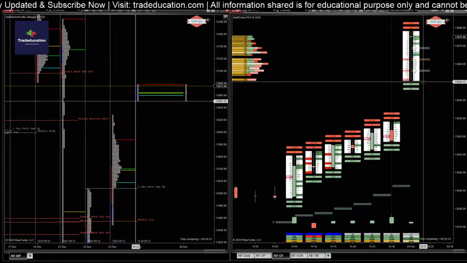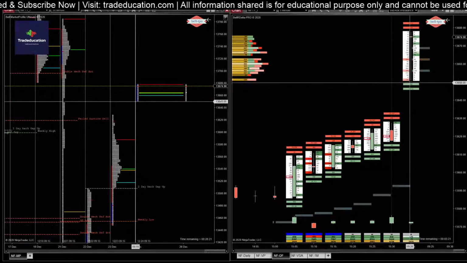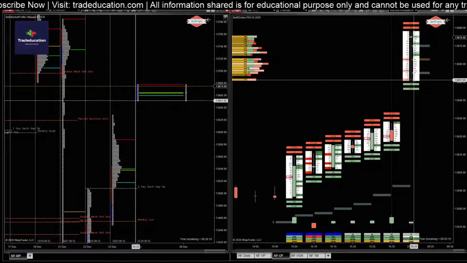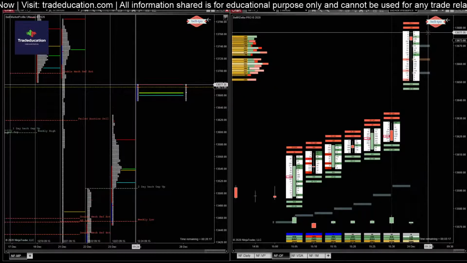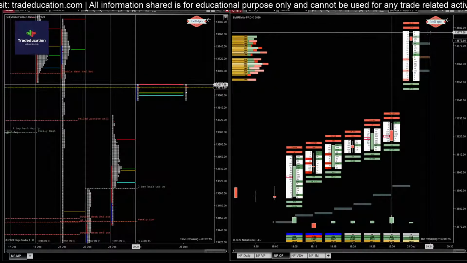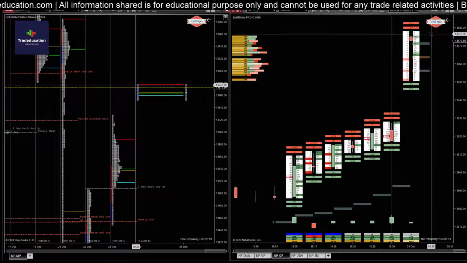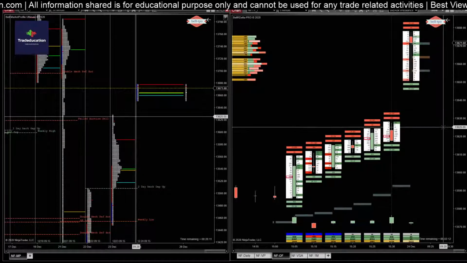Okay, so there are trapped sellers, but not so great. 135 contracts. The high is weaker, so let's see some push up. Let's see further continuation to the upside.